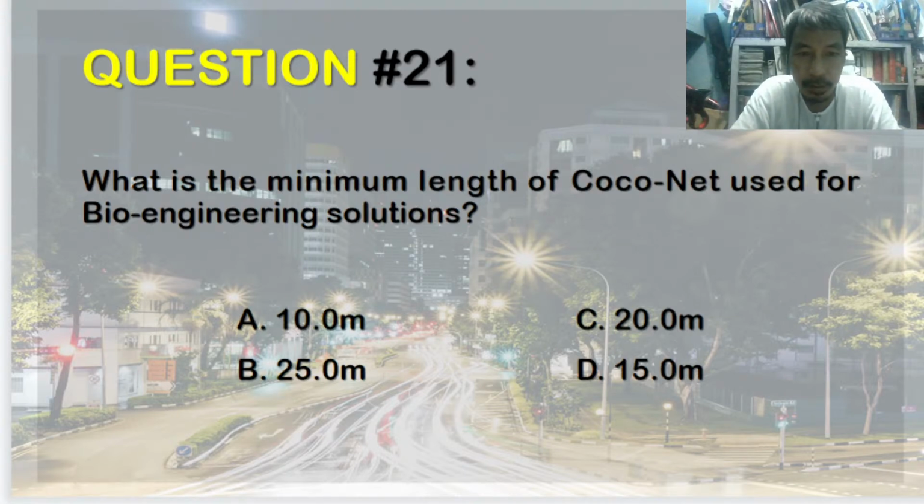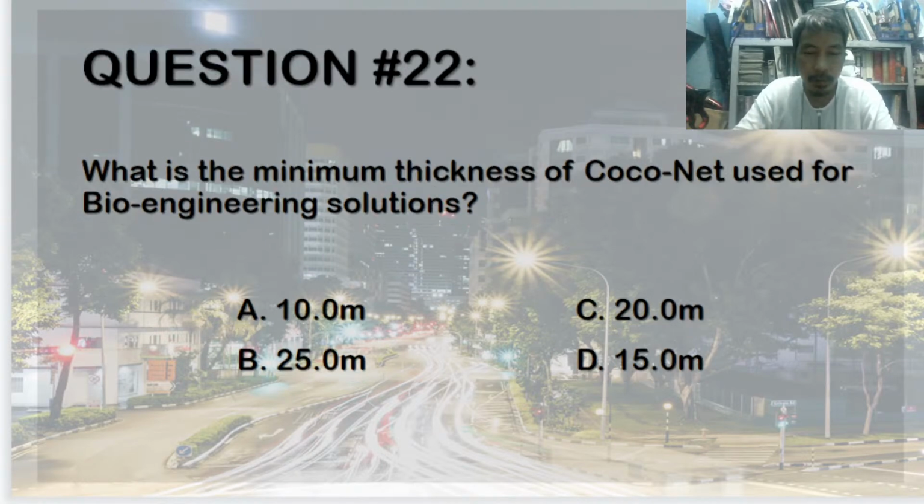Okay. So again, what is the minimum length of coconut used for bioengineering solutions? A, 10 meters. B, 25 meters. C, 20 meters. And D, 15 meters. So minimum length of coconut for bioengineering solutions. Please answer that as the third question of the second batch. Okay, the fourth question.